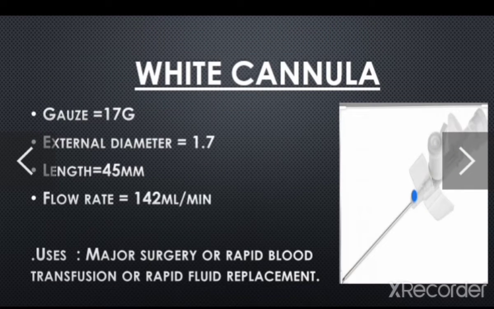This is the white cannula. The gauge is 17 gauge, the external diameter is 1.7 mm, the length is 45 mm, and the flow rate is 142 ml per minute. The uses are: it is used in major surgeries, in rapid blood transfusion, or in fluid replacement.